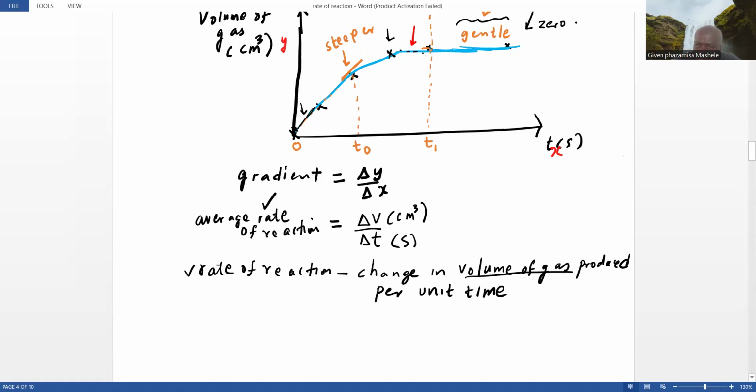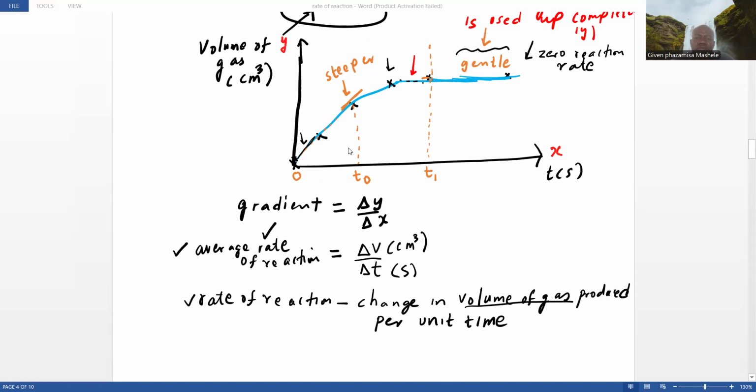So you must be able to know in the exam how to calculate the rate of reaction. It depends on the unit. Sometimes the time can be in seconds, can be in minutes. So it depends on the scenario.